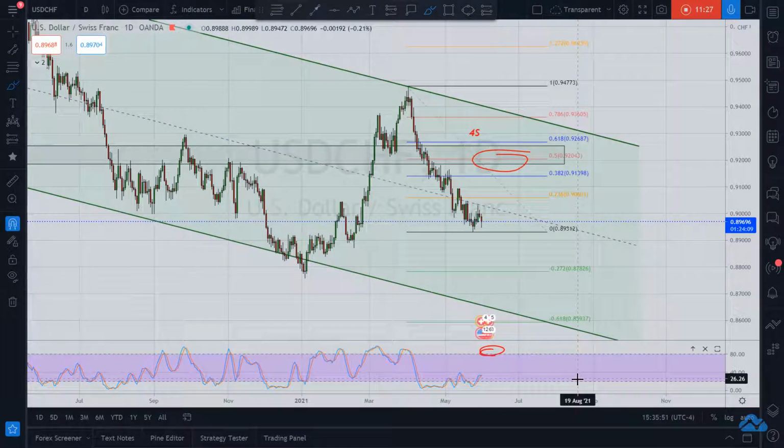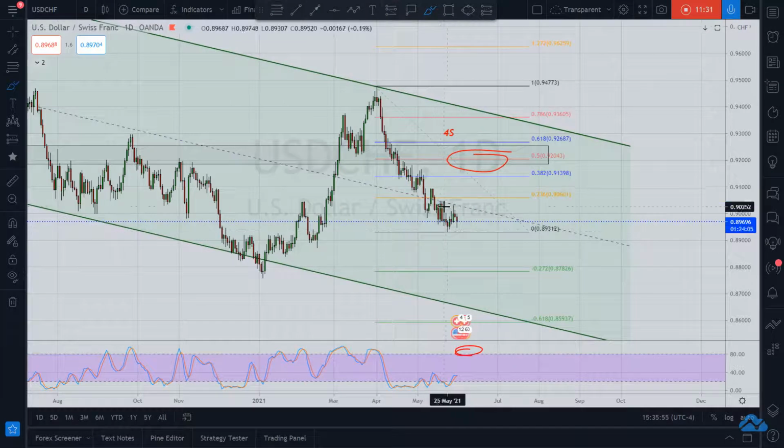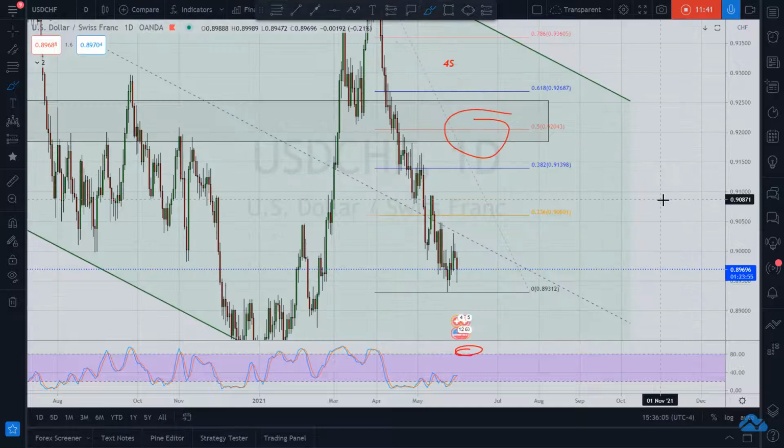So that's my setup here. I'm looking for the short, but if you want this long, there's plenty of pips to get here. This is a good intraday trade.